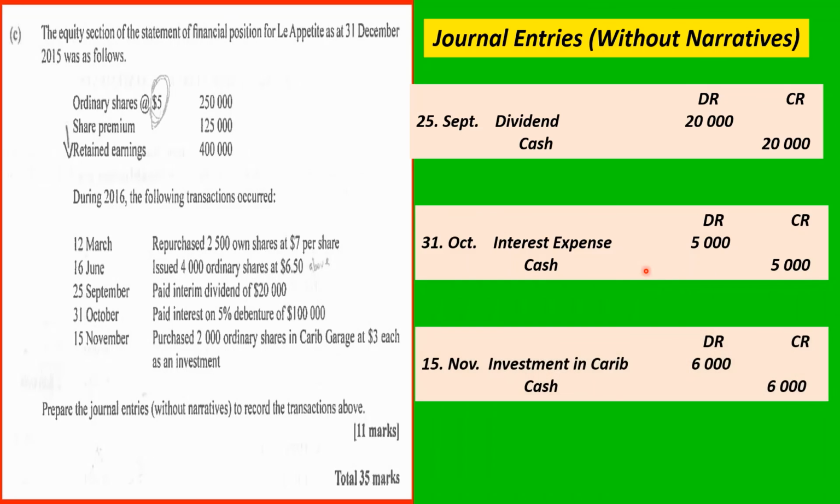And last one, 31st, I have a wrong date there. Purchase 2,000 ordinary shares in Carib Garage at $3 each as an investment. So 3 twos are 6, so we debit the investment in Carib with 6,000 and we credit cash with 6,000.